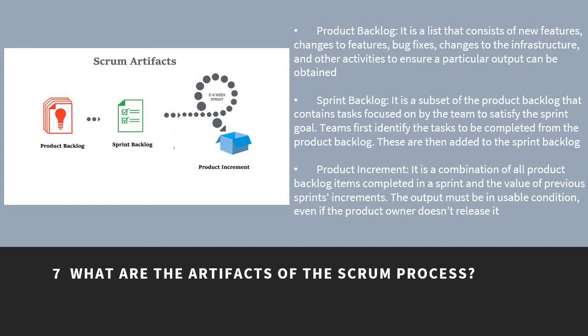Sprint backlog is a subset of the product backlog that contains tasks focused on by the team to satisfy the sprint goal. Teams first identify the tasks to be completed from the product backlog. These are then added to the sprint backlog. Product increment is a combination of all product backlog items completed in a sprint and the value of previous sprints' increments. The output must be in usable condition even if the product owner doesn't release it.